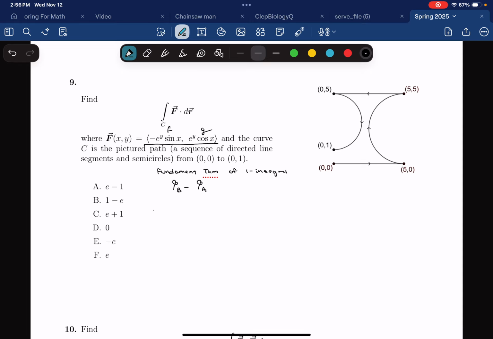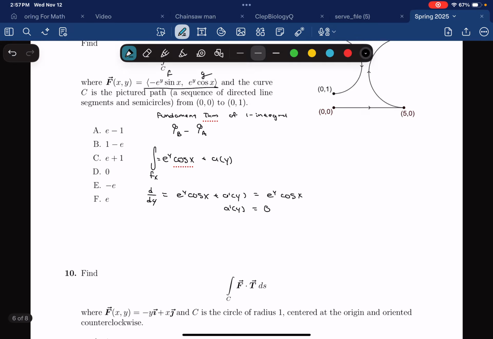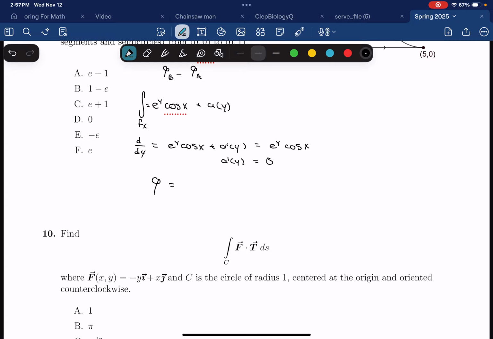So we know that the integral of f of x will be equal to e^y cosine of x plus a of y, and then d over dy will just equal e^y cosine of x plus a prime of y equals g, which is e to the power of y times cosine of x, which means a prime of y is equal to 0. So in this case, you know that our potential function is just e to the power of y times cosine of x.